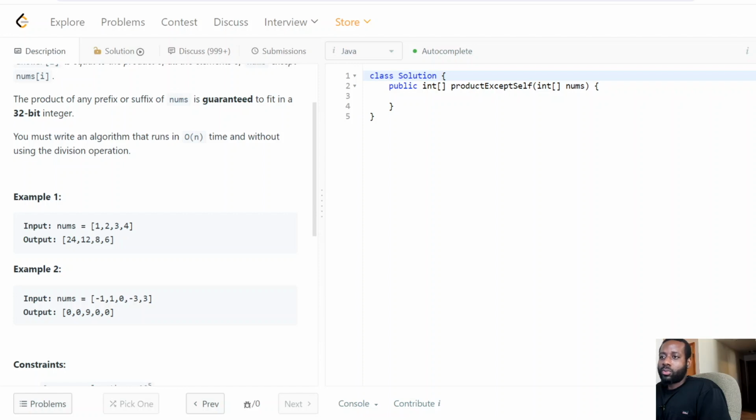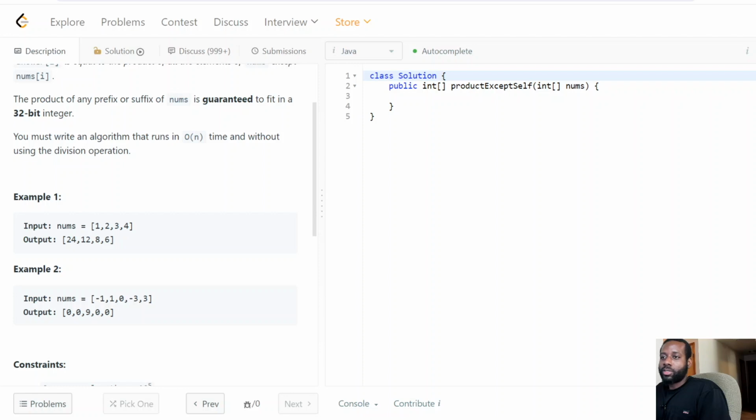So what kind of information do we need? For every index, we can't use division. We can't just multiply everything and then divide. That doesn't work, so we need to be more clever. What I'm thinking is we could store the product of all the elements to my left, and the product of all the elements to my right. So let's say for 2, if I somehow knew the product of all the elements to my right and to my left, not including myself, obviously, then I could just multiply those together and we'll get my result.